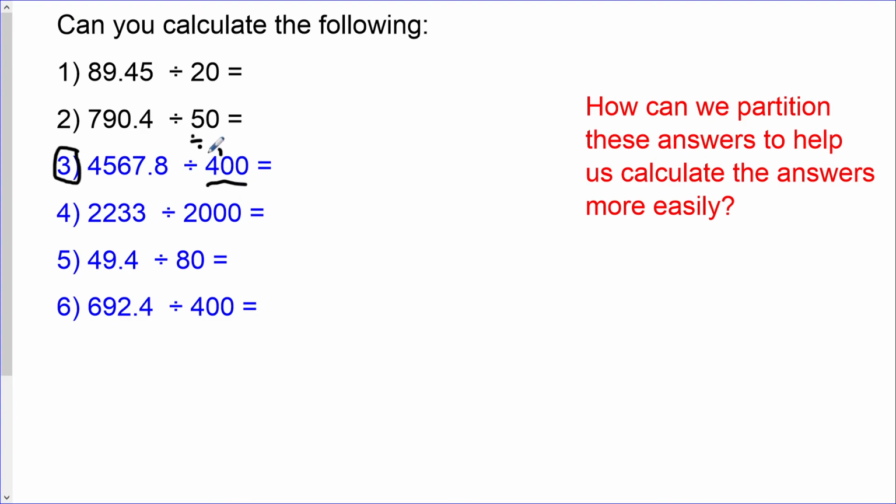Divide it first by 100, and then divide it by 4. And do the same for number 4, 5 and 6. So if you pause your video now, have a go at answering those questions, and then press play when you have got an answer for numbers 3, 4, 5 and 6.